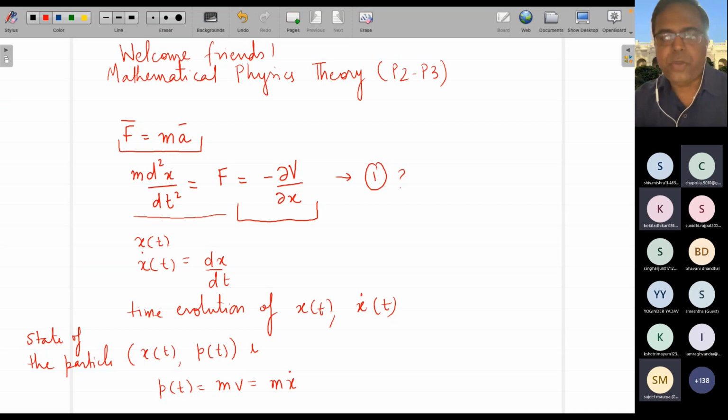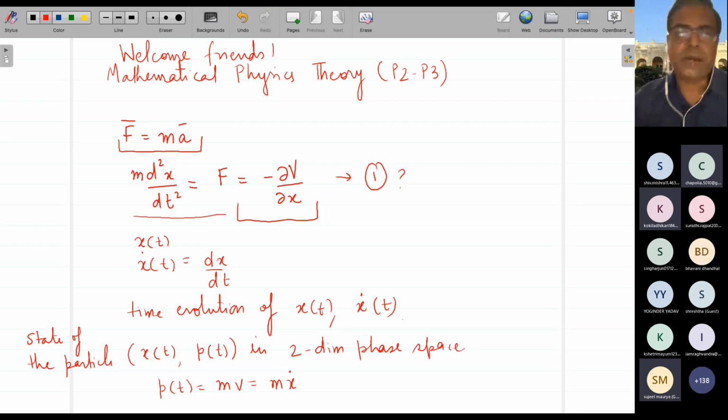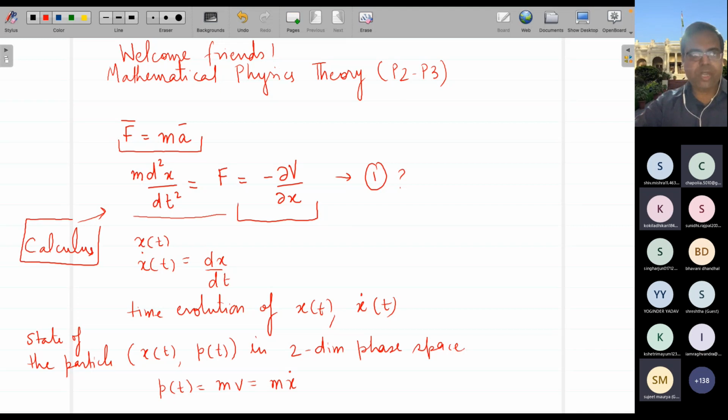You remember that in two-dimensional phase space. Why am I introducing this? To tell you something interesting. One, the whole idea of what we call calculus got introduced because of Newton's law. Be it differential calculus, since it is a second order differential equation, you'll have to solve it.